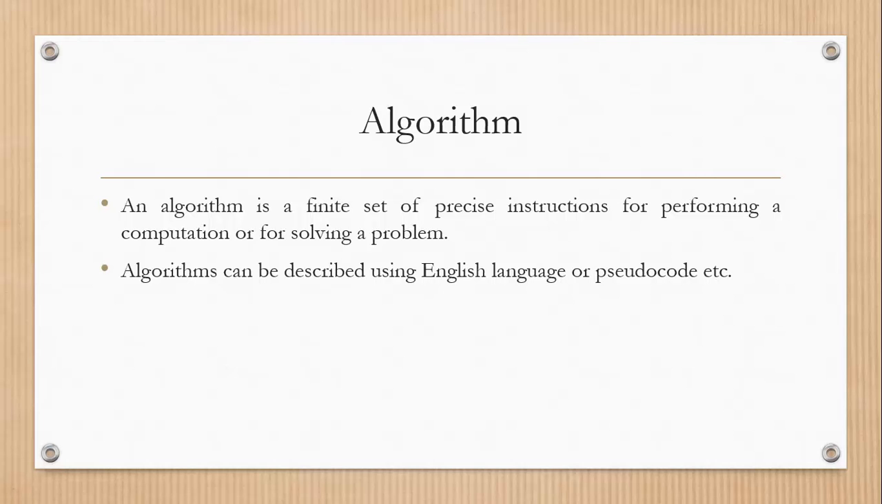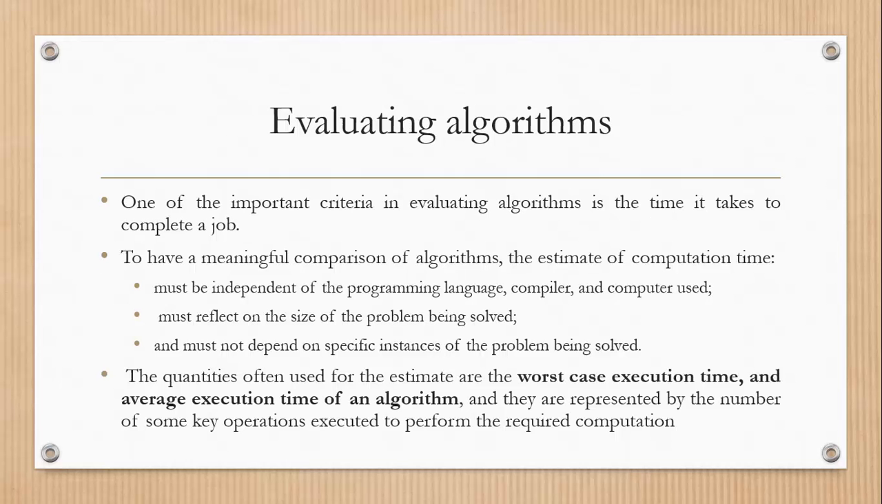First, algorithm. An algorithm is a finite set of precise instructions for performing a computation or to do a particular task. We write the algorithm for solving a problem. It can be described using any natural language like English or using pseudocode. Suppose I give you a problem to solve, then you will write an algorithm for that particular problem. Different students may write different algorithms for that problem.